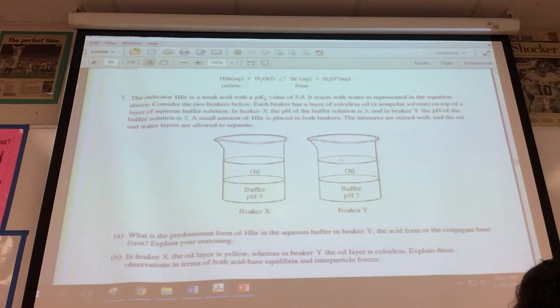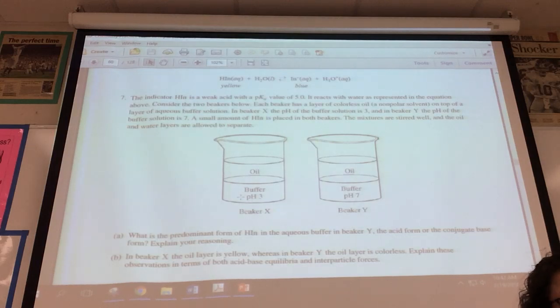In beaker Y, the oil is colorless because where is In minus? In the oil layer or in the aqueous region? The aqueous region, because what type of interparticle force forms between the ion and the aqueous buffer? Ion-dipole force. And that's all you need. All right? So it looks very, very challenging, but if you work through it carefully and you keep in mind when pH is greater than pKa, the forward reaction is favored, you'll have that conjugate base form of the indicator and be successful there.